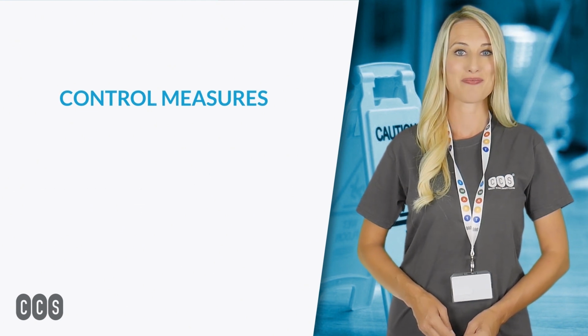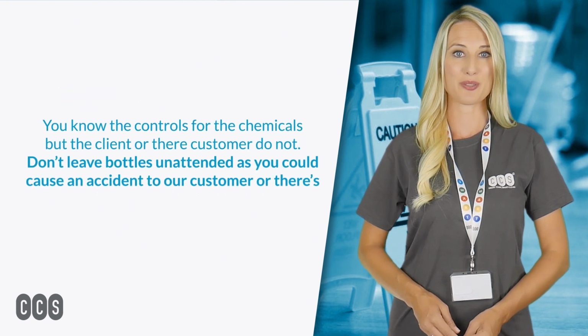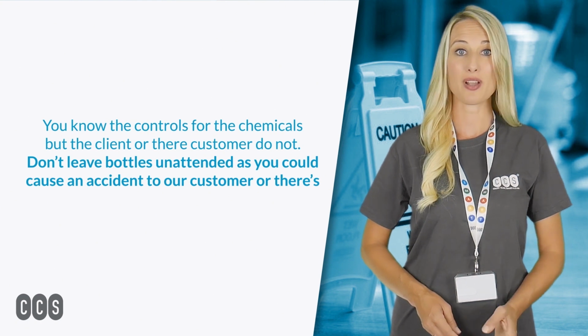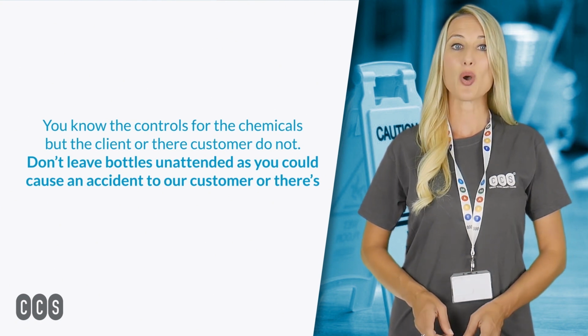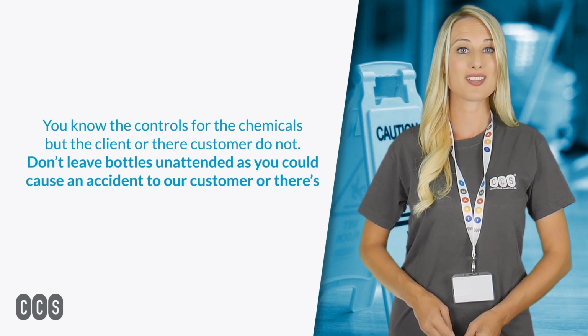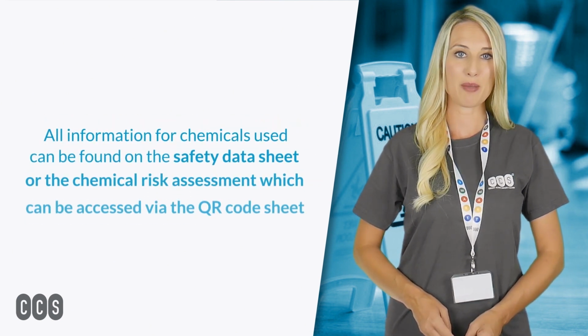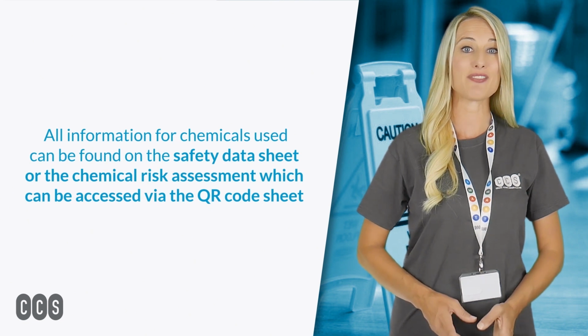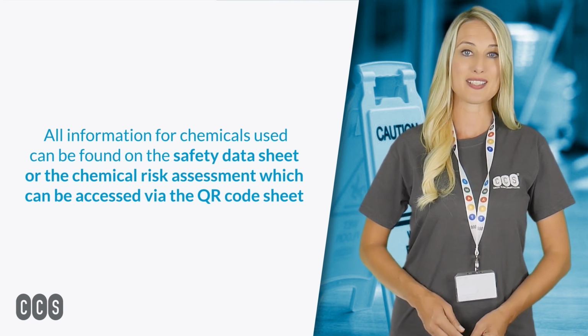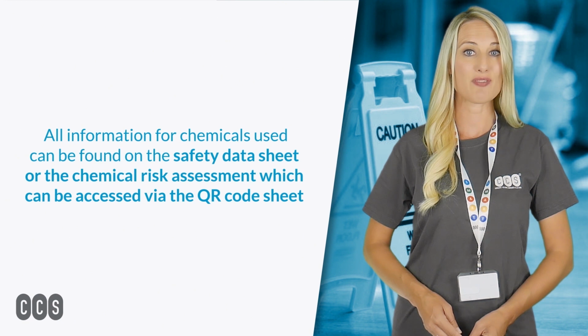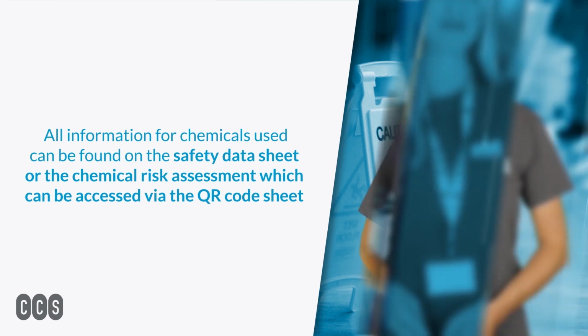If you don't know, ask, and remember control measures are clearly advised in the chemical risk assessments and on the SDS sheet. You know the controls for the chemicals, but the client or their customer do not. Don't leave bottles unattended, as you could cause an accident to our customer or theirs. All information for chemicals used can be found on the safety data sheet or the chemical risk assessment, which can be accessed via the QR code sheet.